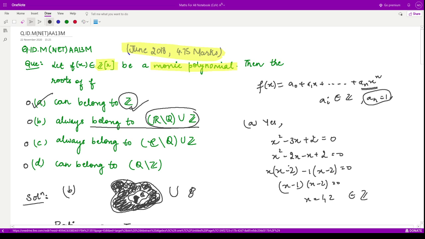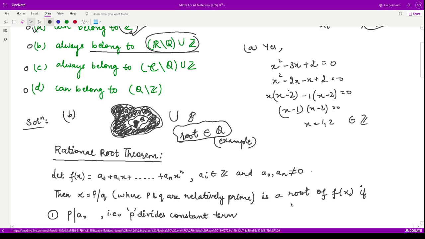For that we need to tell, if we find a root which belongs to the set of rationals, then that would be a contradiction to this, that the roots always belong to R minus Q union with Z. So that means we shall look for an example of a polynomial that should be monic, should have coefficients in Z, and whose root is a rational number. So can we find any polynomial of that kind?